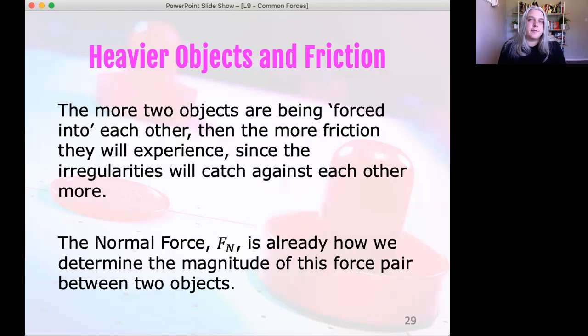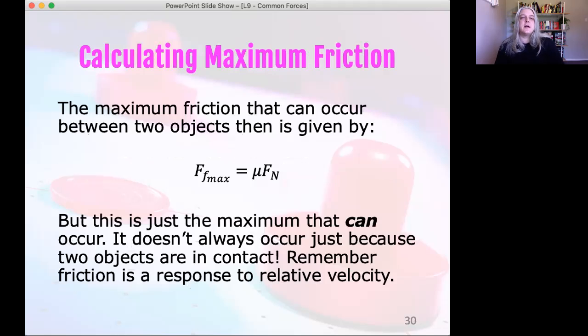So that coefficient of friction tells us about the interaction of the two surfaces, but we still need to account for this weight somehow. The bigger weight force is going to have bigger friction. And it turns out that the maximum friction two objects can have, or an object on a surface can have, is equal to that coefficient of friction, mu, times the normal force, F sub n, the normal force.